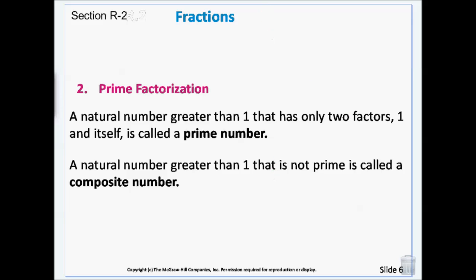Yes? So what is 0? Zero is composite because 0 divides by everything. 0 divided by 20,000 is 0. 0 divided by 5 is 0. 0 divides by everything, but it cannot divide into anything.